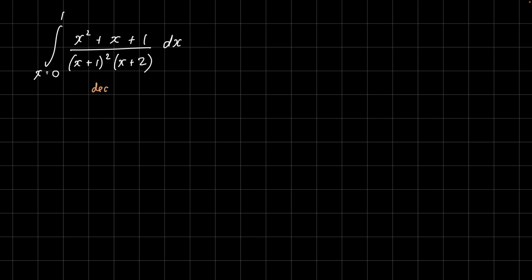the integral from 0 to 1 of x squared plus x plus 1 divided by x plus 1 squared times x plus 2 dx. Okay, so first off, the degree of the denominator, that's the highest power of x, is going to be 3. If we expanded all that out, we'd get an x cubed term, and the degree of the numerator is equal to 2, which is smaller than the degree of the denominator, so there's no long division required to be done up front.